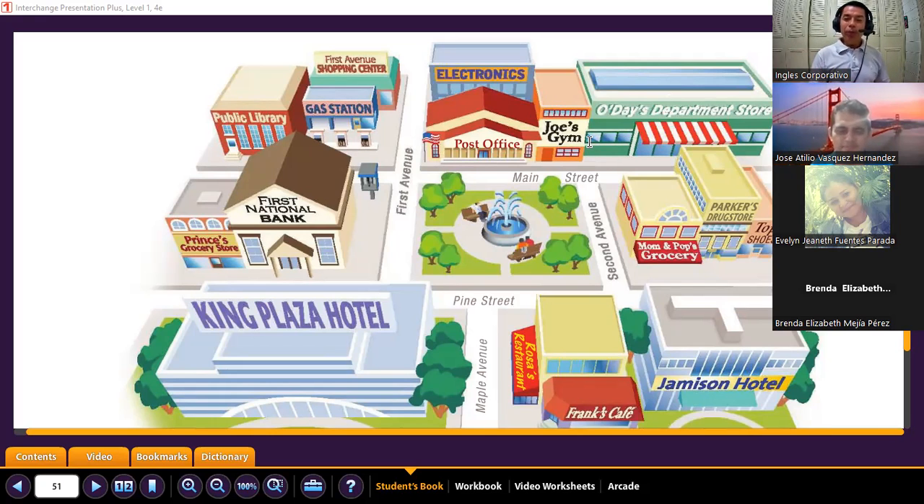Nice, right? Other possibility. There is one on Main Street. There is one behind Parker's Drugstore. Okay, there is one close to the park, right? Excellent, excellent. There are many ways, right?